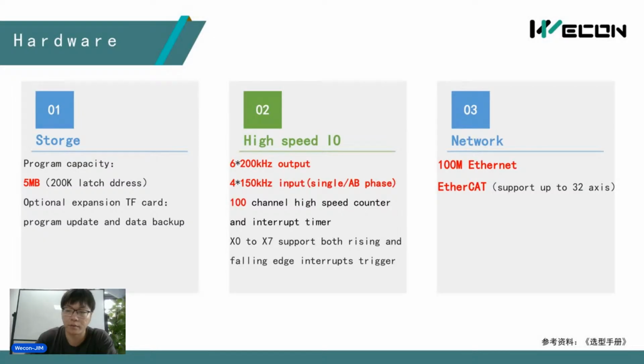And the third part is the network. The speed of our Ethernet port is 100 M, and for the EtherCAT port, we can support up to 32 axes, as I said in the naming of the PLC.